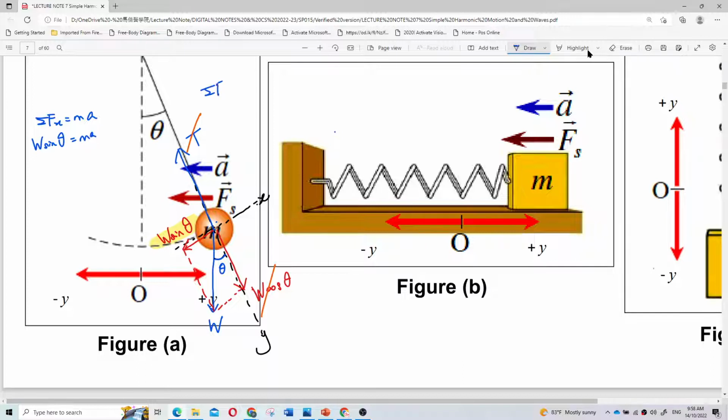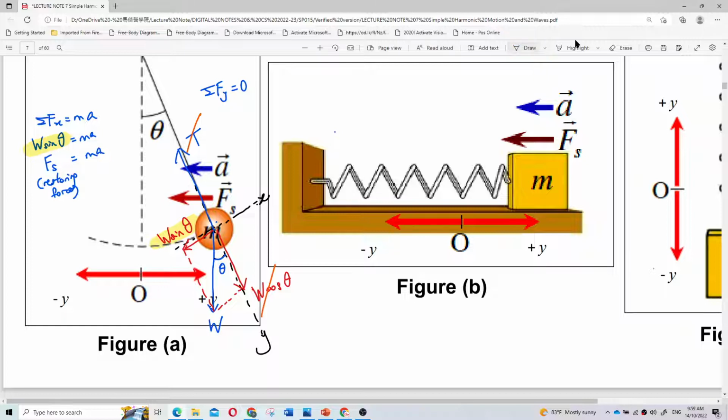Kalau total Fy ialah 0 sebab T dan W cos theta ni sudah cancel. So dia jadi kosong. So yang bagi acceleration ini ialah W sin theta. So W sin theta inilah ialah apa? Restoring force. Fs actually is called restoring force. Understand? Equal to MA.